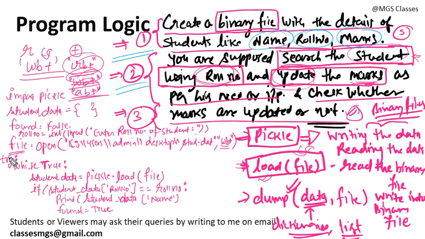And you can set found equal to True, so that we can use found later. Now this loop will execute till we reach the end of the file. The first time this loop executes, the first student record will come in student data. The second time, the second student record will come. Third time, third record. Fourth time, fourth record. Fifth time, fifth student record will come, because we have inserted 5 records. So we check one by one whether this roll number matches with that particular record or not.